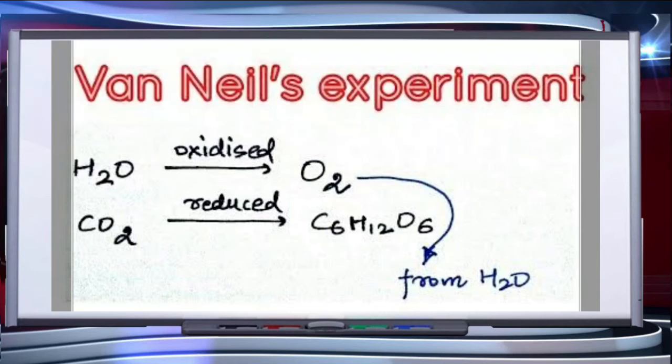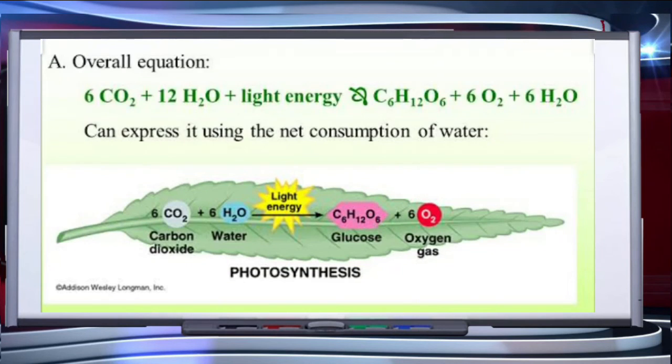In green plants, water is the hydrogen donor and it is oxidized to oxygen. Some organisms do not release oxygen during photosynthesis. When hydrogen sulfide is the hydrogen donor for purple and green sulfur bacteria, the oxidation product is sulfur or sulfate, depending on the organism, and not oxygen.